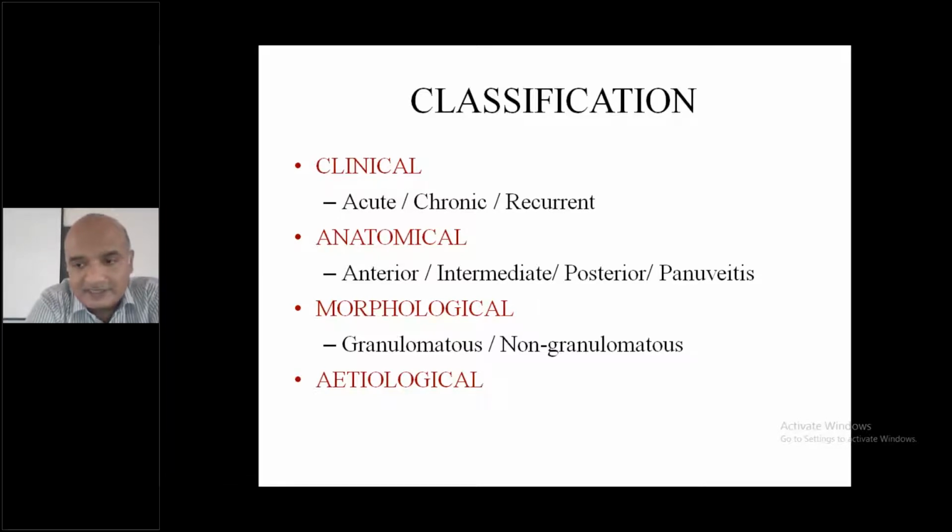Morphological classification is nothing but whether it is granulomatous or non-granulomatous. It tells us the type of uveitis. Granulomatous uveitis is mainly seen in chronic diseases like tuberculosis, syphilis, sympathetic ophthalmia, brucellosis, Vogt-Koyanagi-Harada's disease. So all these conditions, including sarcoidosis, are chronic conditions which give rise to granulomatous uveitis.